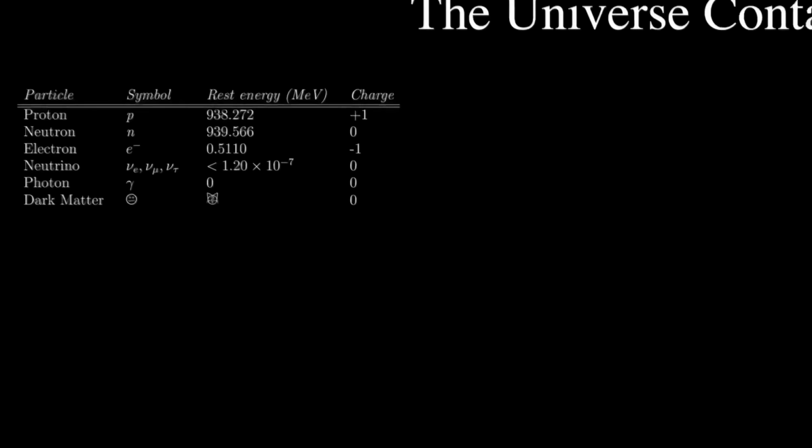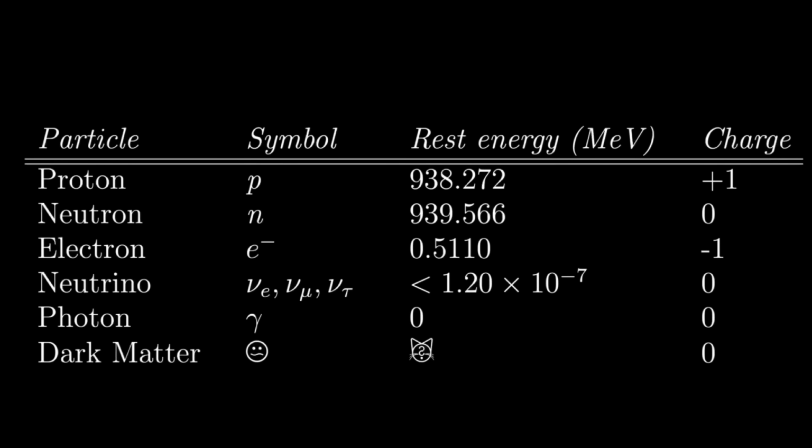Okay, so let's begin by saying in cosmology, we want to look at all of the kinds of particles that matter cosmologically. And so this list is actually pretty short. We care about protons, we care about neutrons, we care about electrons, we care about neutrinos, we care about photons, and we care about dark matter. These are the dominant things that we care about in cosmology.